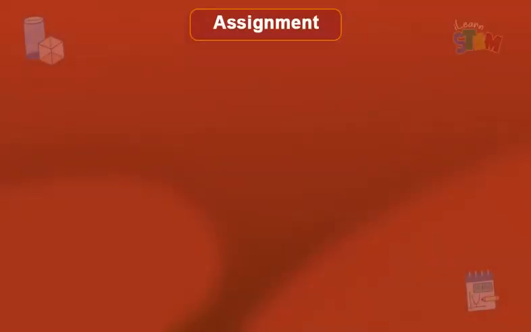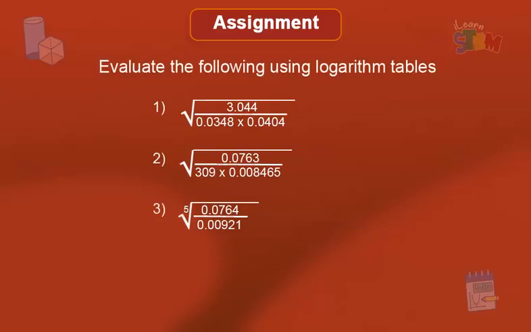Assignment. Write down the following assignment and try solving them yourself. Evaluate the following using logarithm tables. Focus on each step carefully. Take your time and stay determined to finish strong.